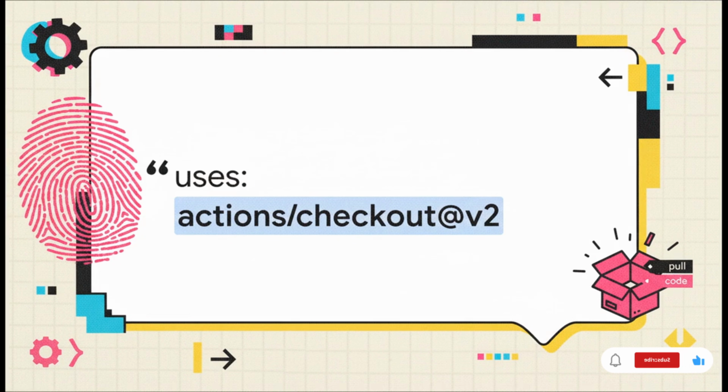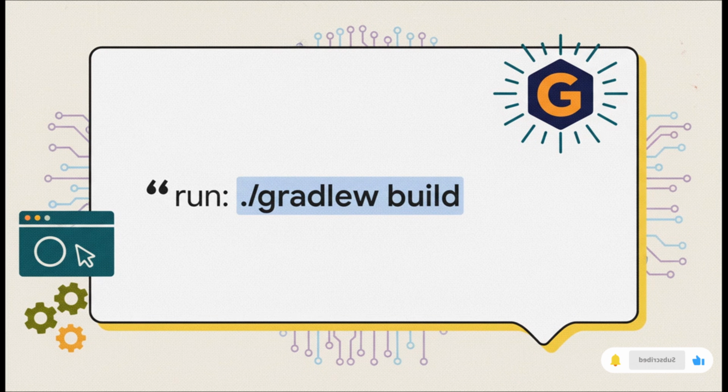Now, the uses keyword. This is where the real magic happens. This is how you tap into that huge library of pre-built actions. Here, we're just saying, use the official checkout action to get a copy of our code onto that virtual machine. We didn't have to write a single line of script to do that. But what if there isn't a pre-made action for what you need? No sweat. The run keyword lets you execute any command line script you want, just like you would on your own computer. So here, we're just running a standard Gradle build command.